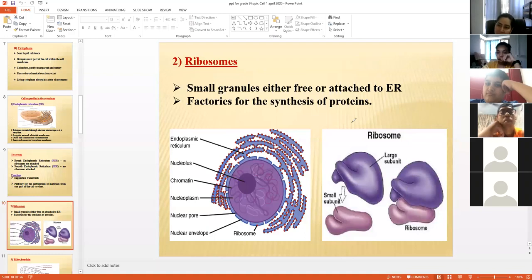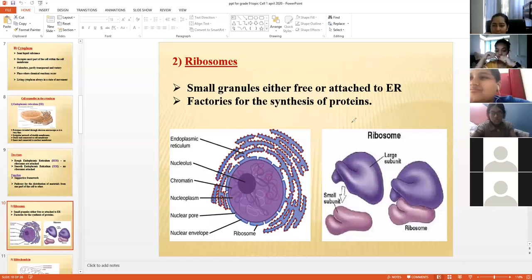Yes, Kamya. Kamya, your voice is not audible. It was breaking in between. Yes? Ma'am, both Golgi apparatus and ribosomes secrete digestive enzymes.